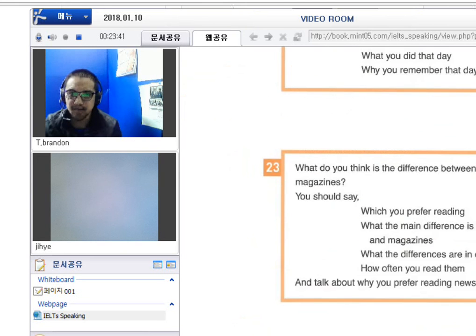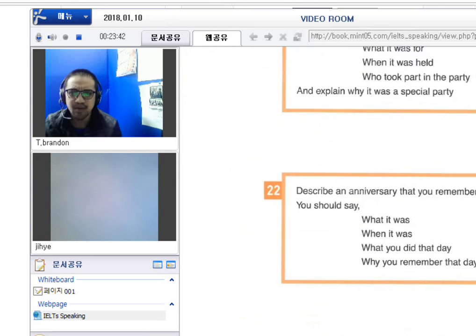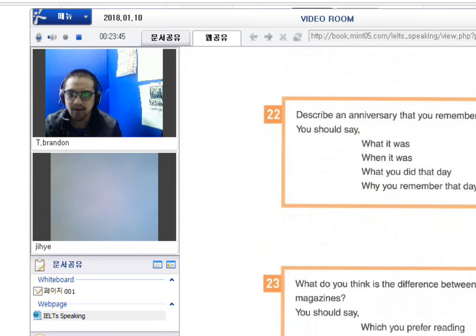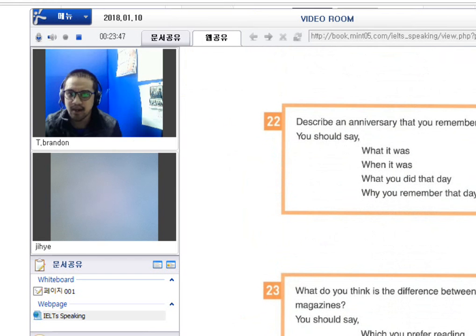Tomorrow we'll try to answer pages 21 to 23. For now, I think that would be all. And then we'll try to prepare on these questions tomorrow, okay. 22 to 24, page 89. All right. So I think that would be all for today.